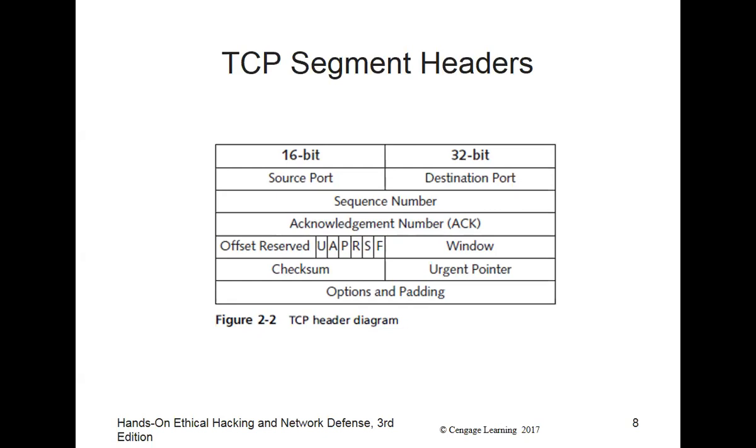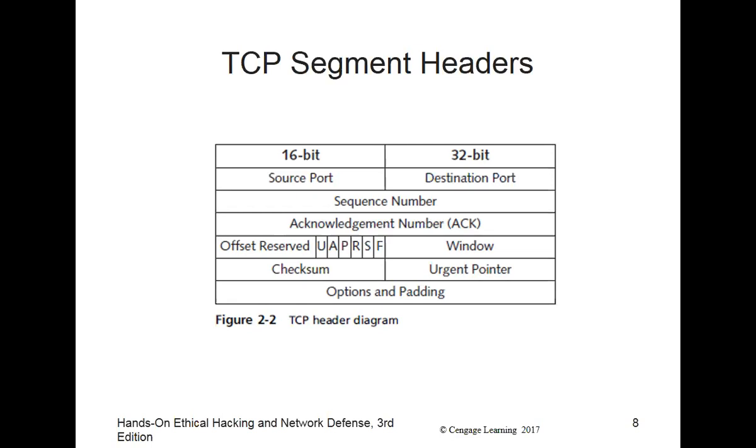U is urgent. A is acknowledgement. P is push. R is reset. S is SYN. F is FIN. Those are flags. We can talk more about those as well. We have a window. That's that whole sliding thing. How big is our window? You have a checksum. Checksum is an error checking capability.